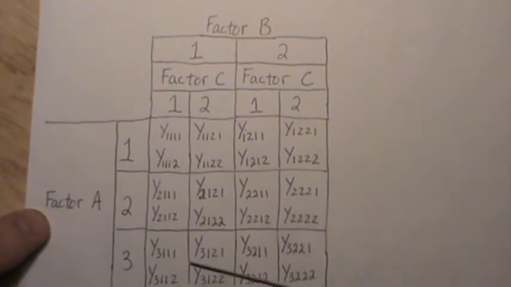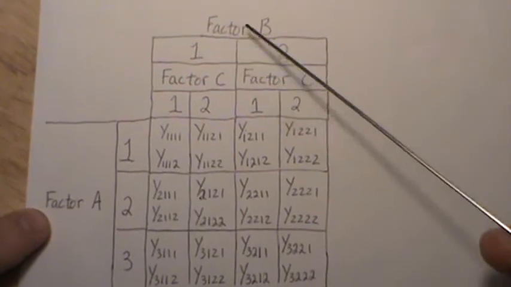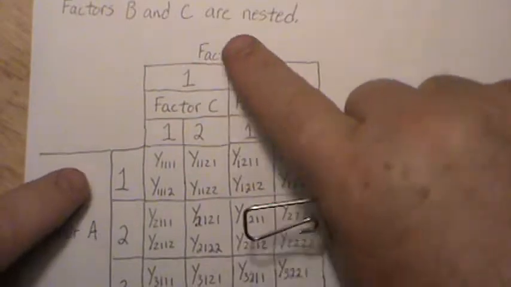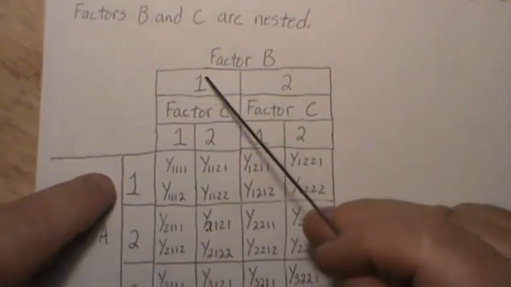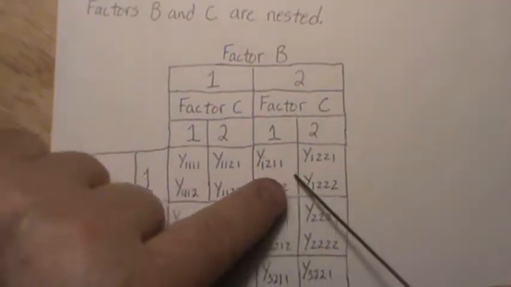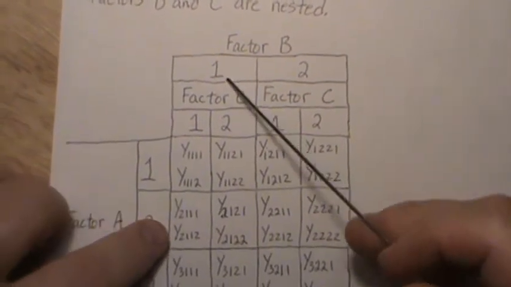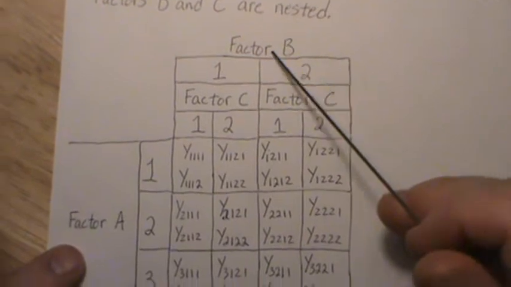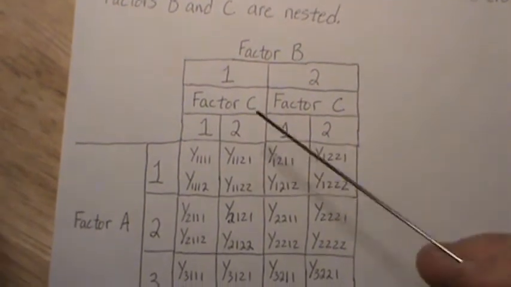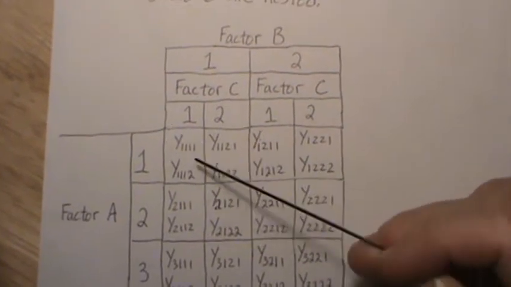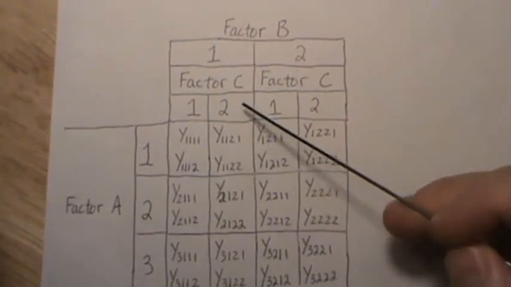So we have factor A, levels 1, 2, and 3. Factor B has 2 levels. And each of these are crossed. So 1 and 1 are crossed, 1 and 2 are crossed. So that's like a factorial design. Each level of A is crossed with the respective level of B. But factor C is called nested. So it is nested within factor B.